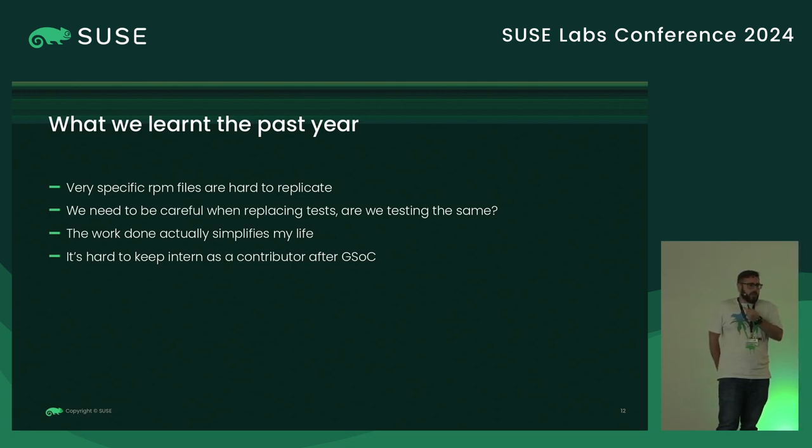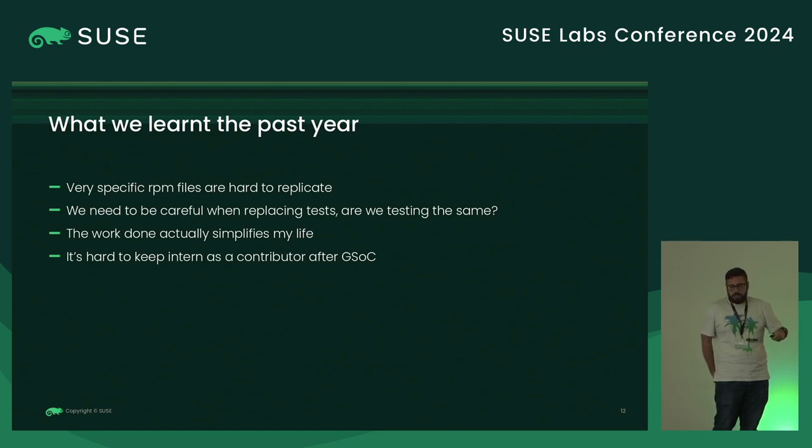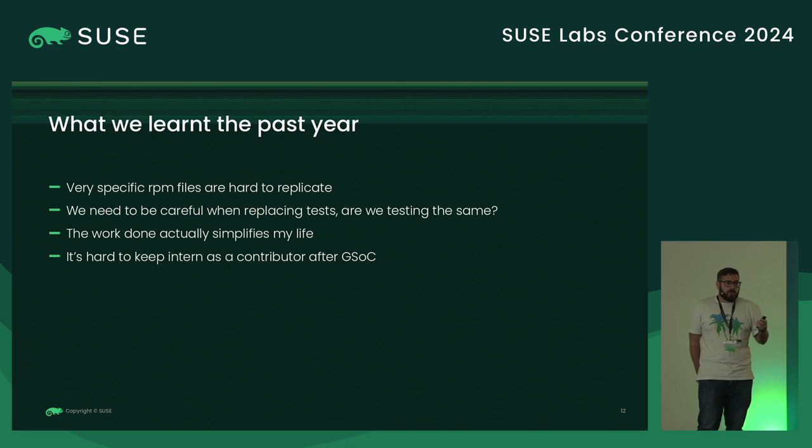Yeah, the new way of writing tests is useful. It simplifies a lot to write new tests. Or even if someone reports that rpmlint is giving a bad warning or error or whatever, I can write a test really quickly to verify something that someone reports. I don't need to download an RPM, add it to the test or whatever. It's a lot easier.